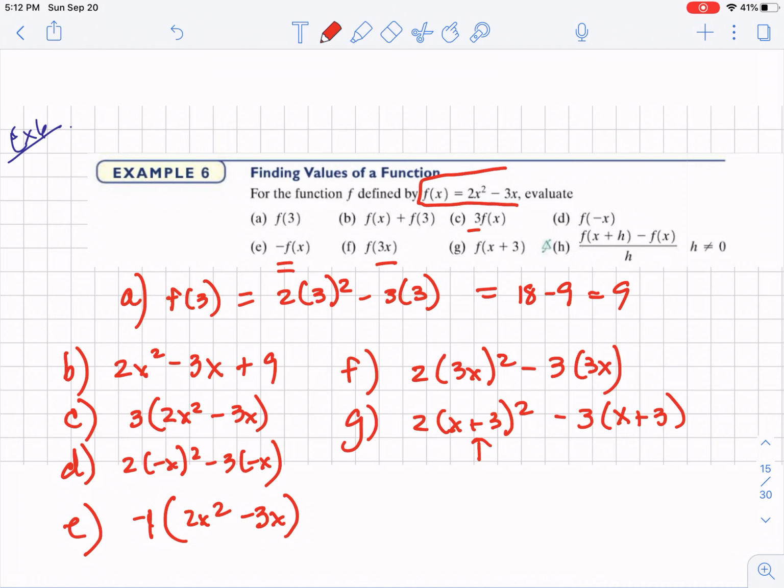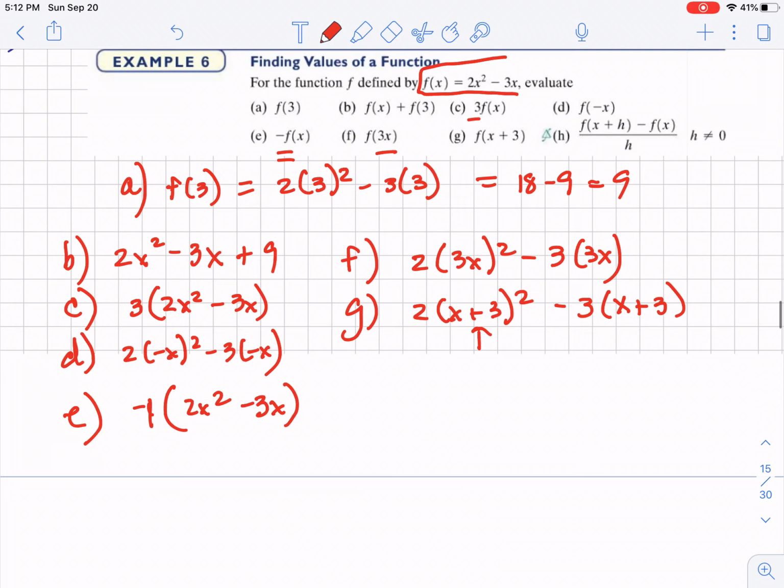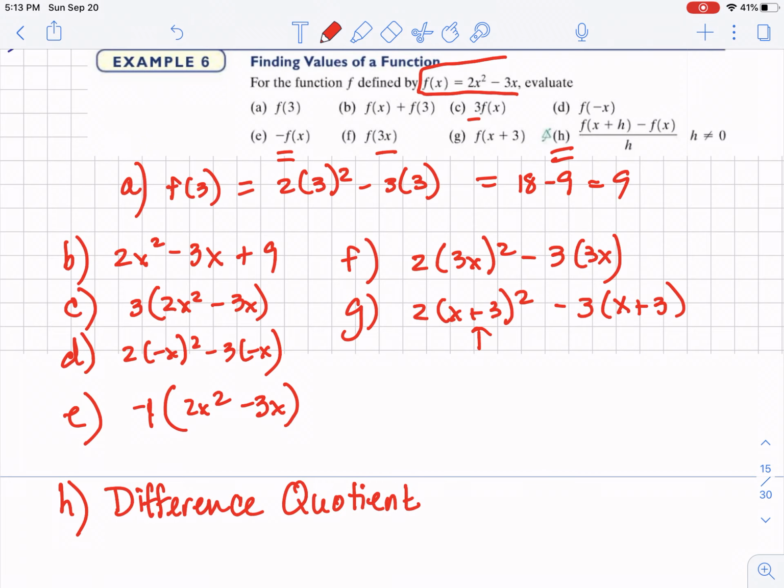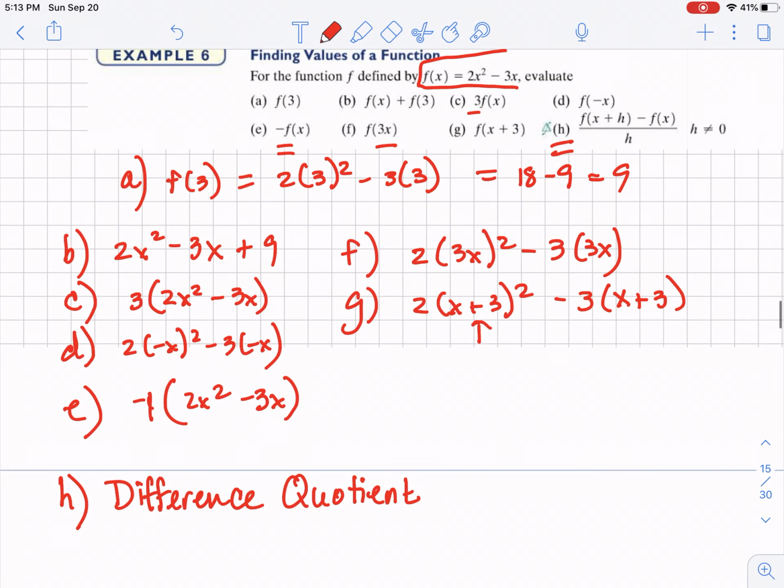All right. I'm racing through it, but what I really want to get to is this thing right here. This h, this is something called the difference quotient. Okay. This is going to come up in next semester in calculus. It's a very important little formula. I want you to try doing this.